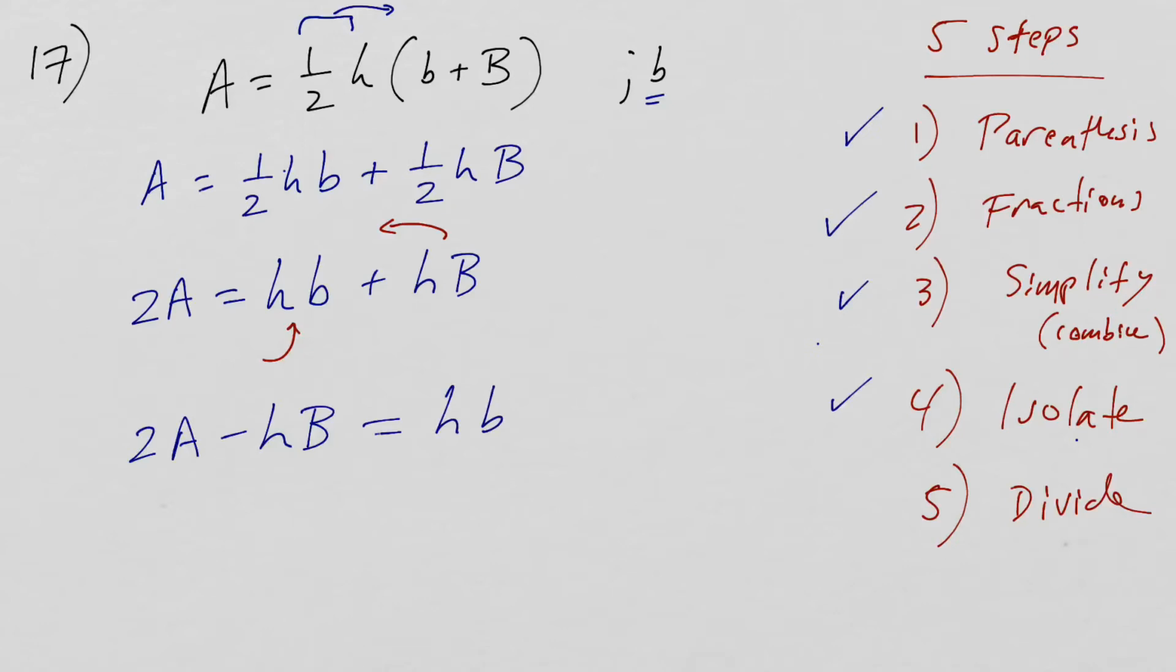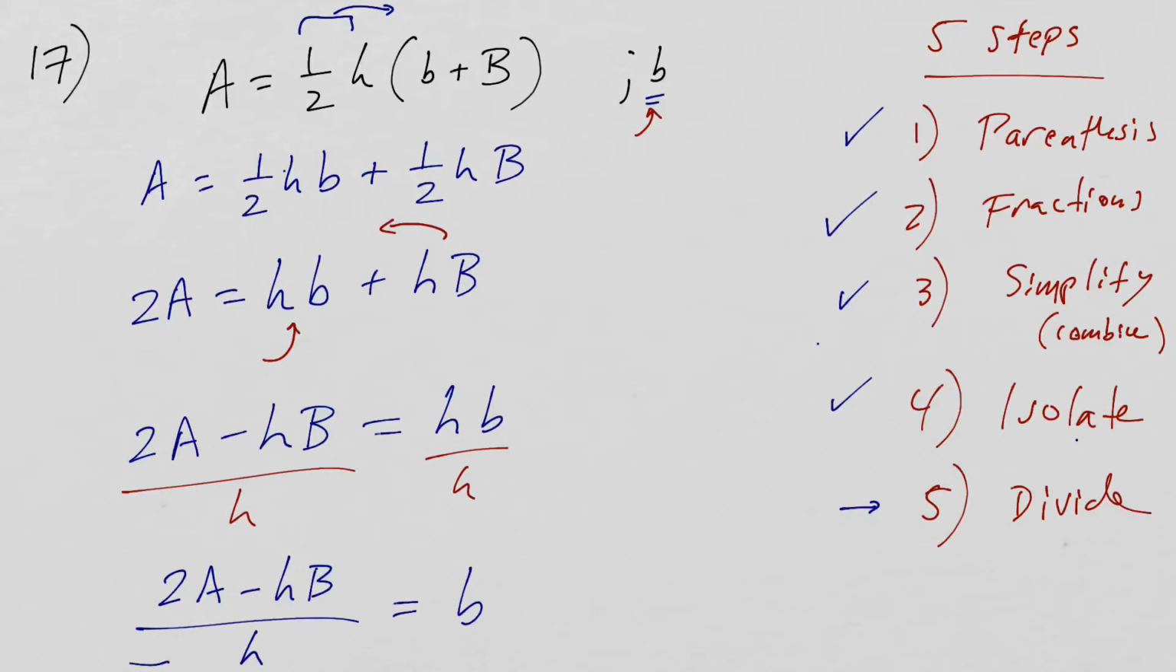And finally, step 5 is to divide. We want to get rid of what we don't want in the term. We're after b, so we don't want the h. So we divide by the h. And we're going to be left with b is equal to 2a minus hB all over h.